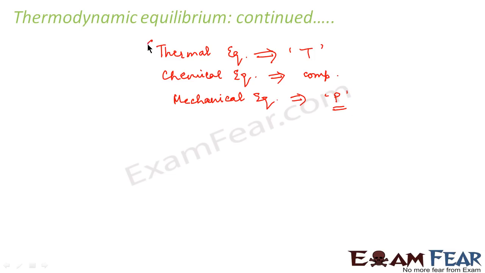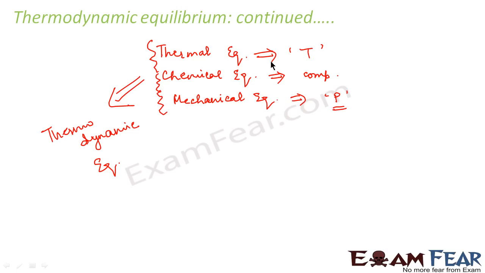Now, if a system is in thermal equilibrium, chemical equilibrium as well as mechanical equilibrium, then we say that the system is in thermodynamic equilibrium, because these three equilibriums take care of all the macroscopic variables. So if a system is in all these three equilibriums, thermal, chemical and mechanical, that means that all the macroscopic variables of the system are constant. So we say that the system is in thermodynamic equilibrium, right?